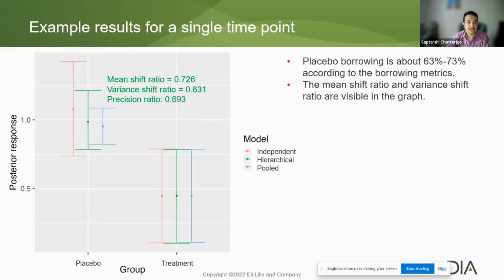Now, how much of the variance and the mean shift in the hierarchical model, which is in the middle, relative to the shift in the full borrowing, is what the mean shift ratio and the variance shift ratio are quantifying. What we observed is 72.6% and 63.1% of borrowing that is happening according to this borrowing matrix. While we could observe the impact of the mean shift and the variance shift through this graphical display, we couldn't really observe the precision ratio in this way, but we observed something like 69.3. So the conclusion was, with this hierarchical borrowing, we are borrowing about 63 to 73% according to this borrowing matrix.